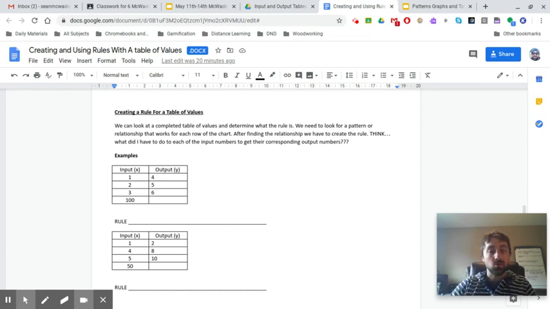Okay, so we've looked at putting in an entire table that we're given when we're given the rule. But what happens if we're trying to find the rule? So we can look at a completed table of values and determine what the rule is. We need to look for a pattern or relationship that works for each row of the chart. After finding the relationship, we have to create a rule. So think, what did I have to do to each of the input numbers to get their corresponding output number?